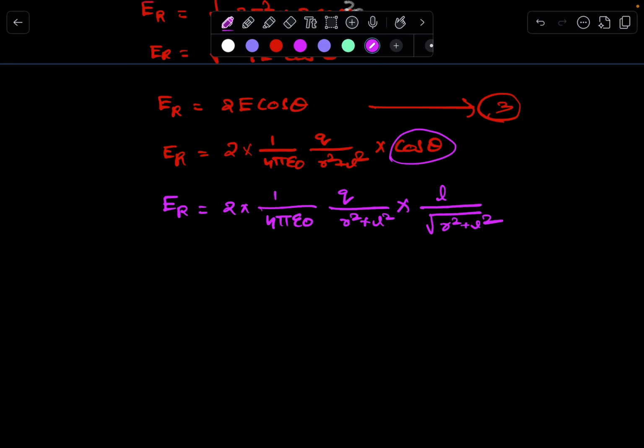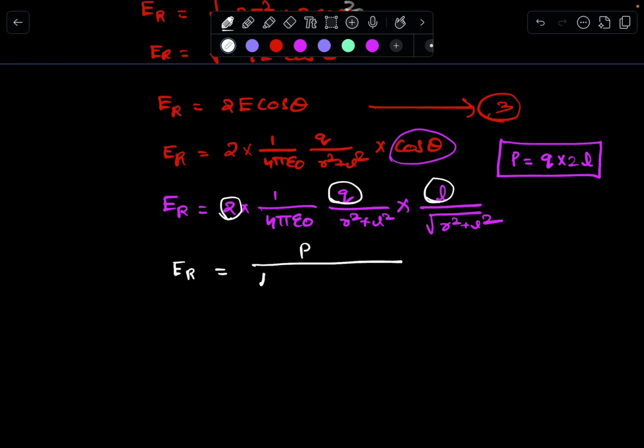Okay, as we know the dipole formula, P is equal to product of charge into separation distance 2L, right? Now look at this final equation here. Q will be there, 2 also will be there, and L also will be there. So instead of Q into 2L, I'm going to write P. Therefore, P by 4 pi epsilon naught into r square plus L square into under root r square plus L square. We can write it as r square plus L square whole power 3 by 2.